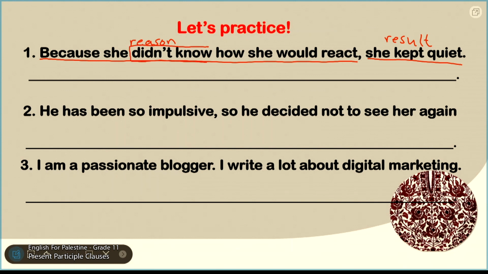Didn't know. What is the infinitive form of didn't know? Be careful. When we have don't or didn't or doesn't, the form is not plus the infinitive form of the verb. So here we have not know. When we add ing, it becomes not knowing how she would react. She kept quiet. Okay? Good.